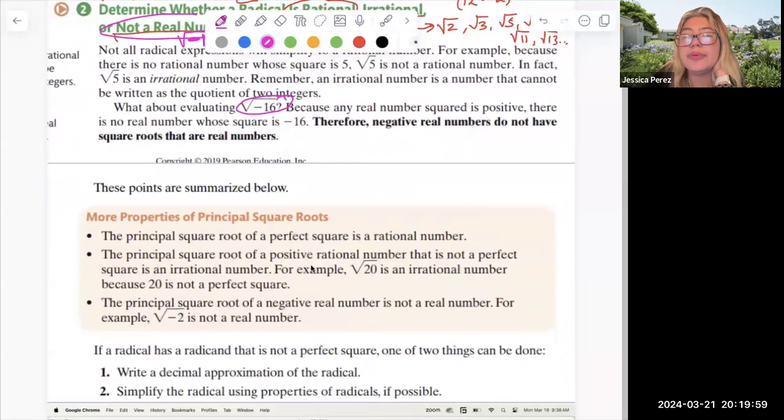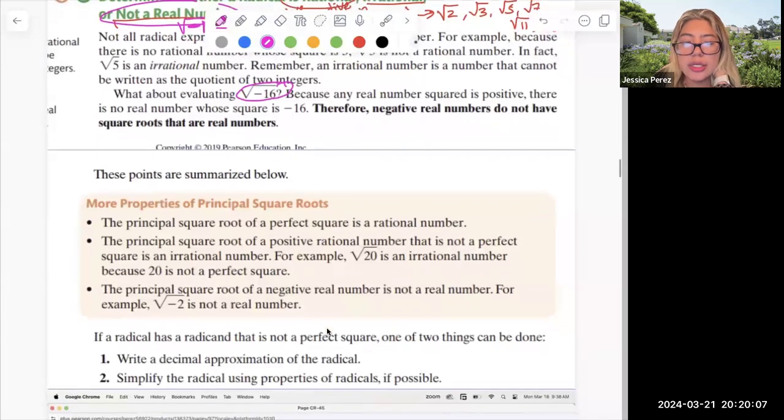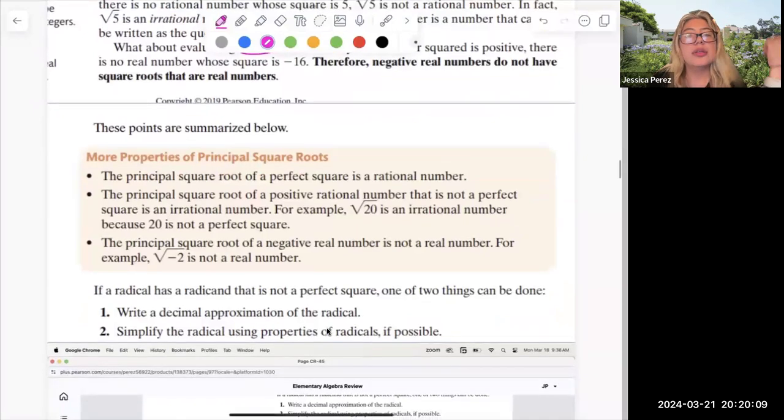So these are examples that they're giving you to show you whether something is a rational, irrational, or not a real number. So if a radical is not a perfect square, we're going to be approximating it or we're going to be simplifying. So that's what we're going to be doing next.